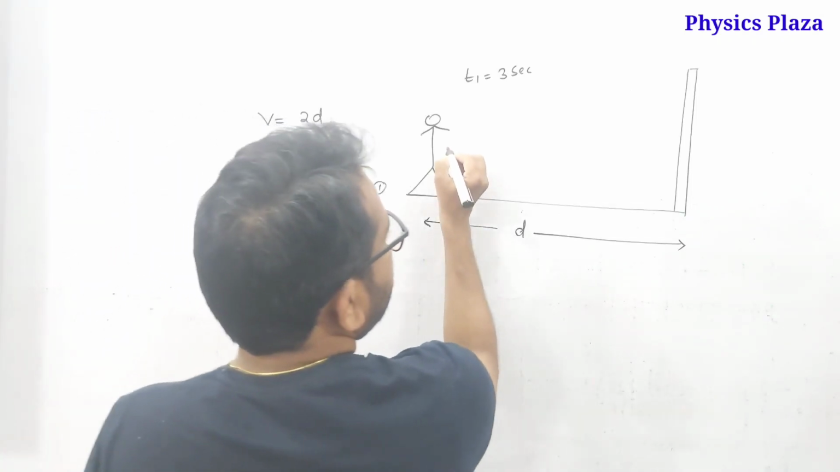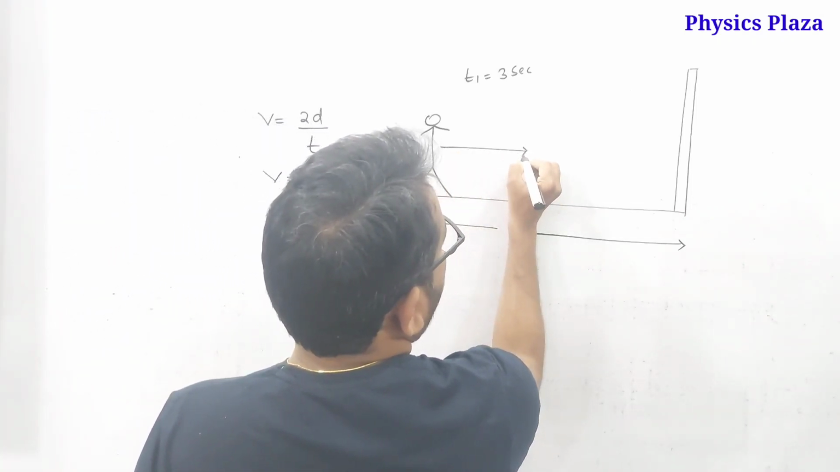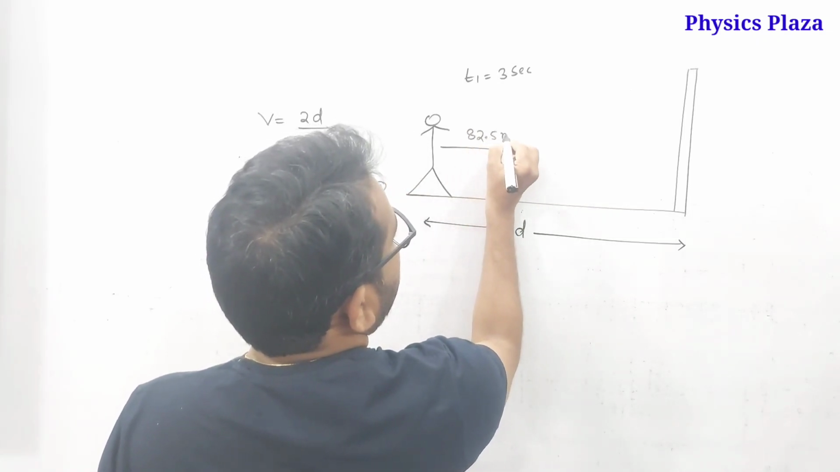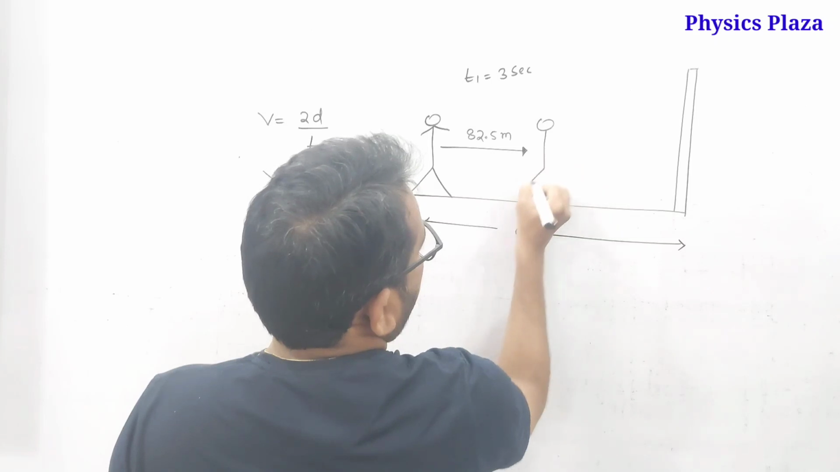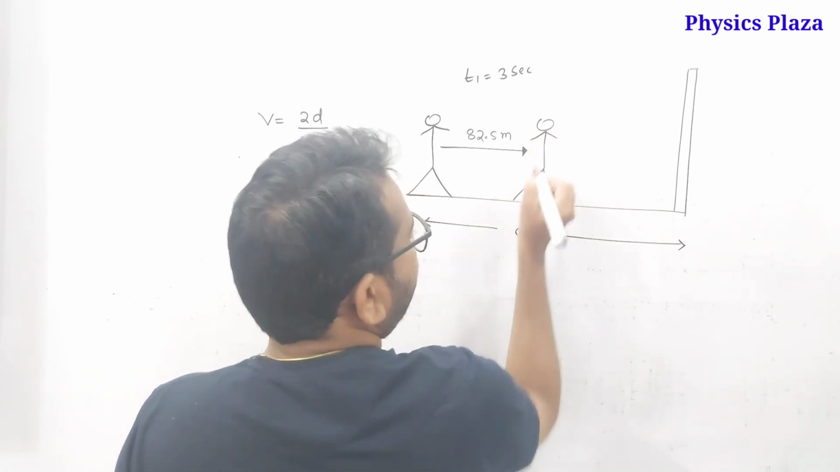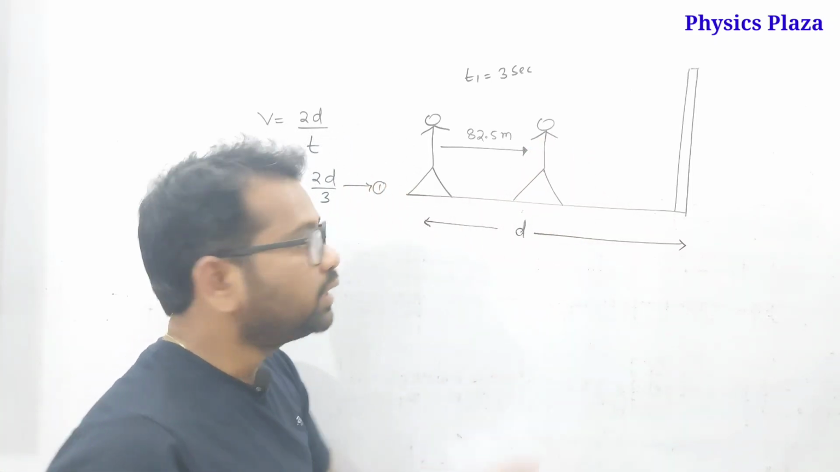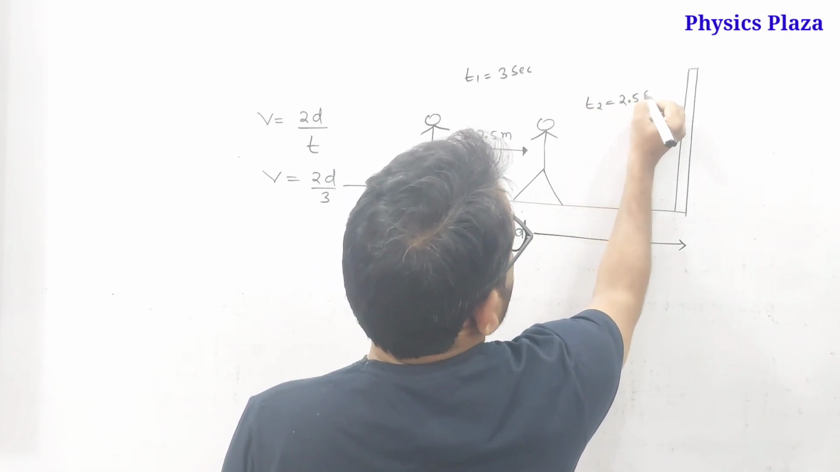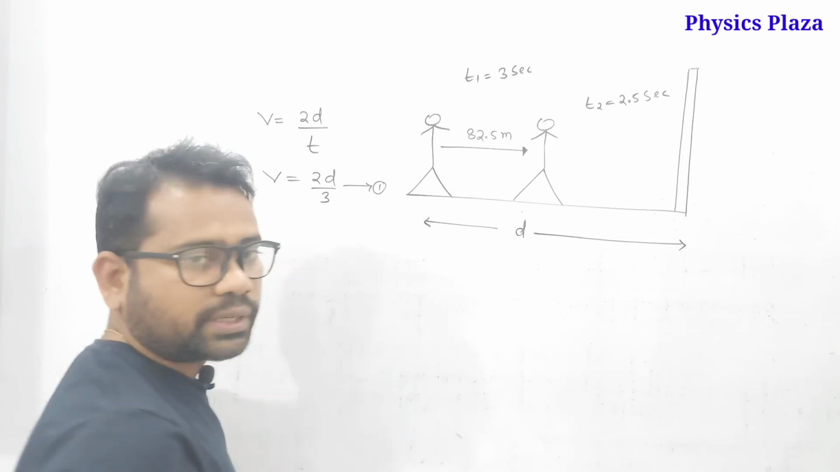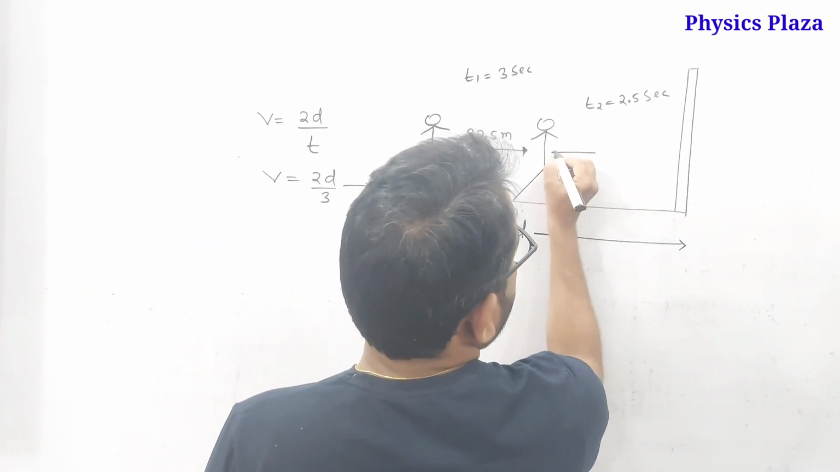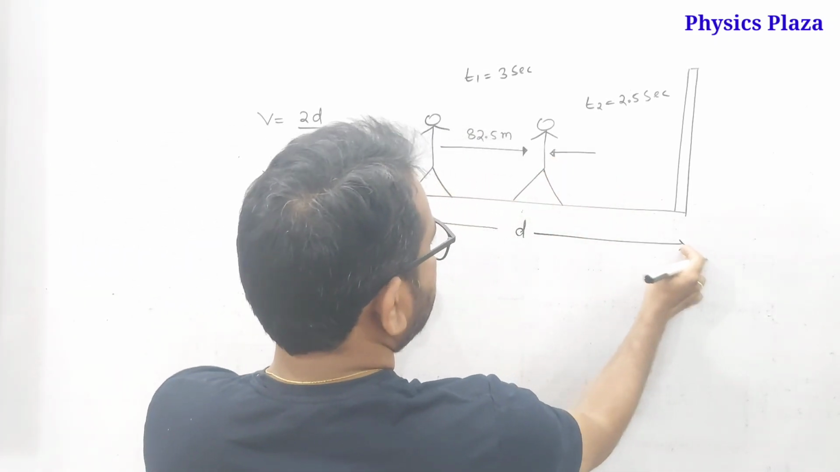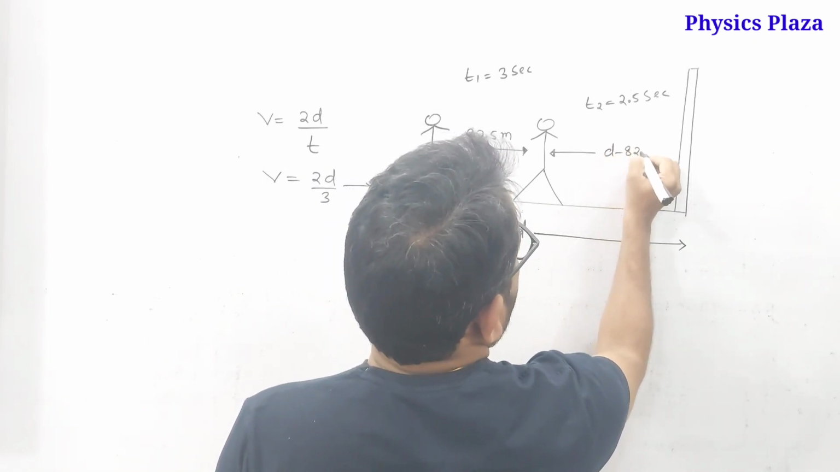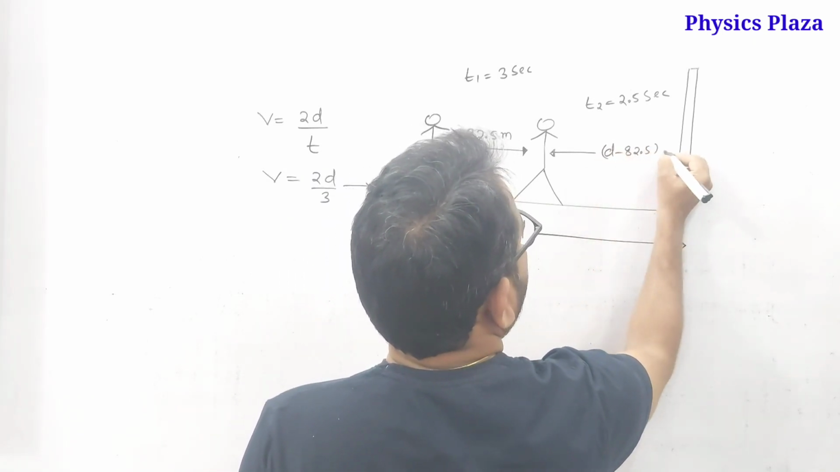Now, the person is moving towards a cliff by 82.5 meters. Person is moving how much? 82.5 meters towards the cliff. Again he fires a gun. Then he can hear the echo in 2.5 seconds. Now what is the distance in this case? In this case it is the total distance minus 82.5. So this is going to be d minus 82.5 meters.